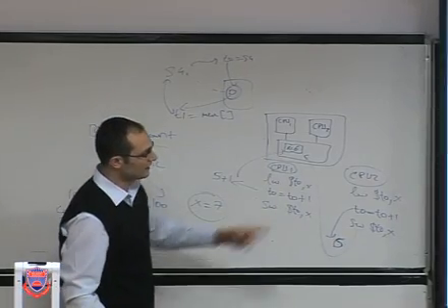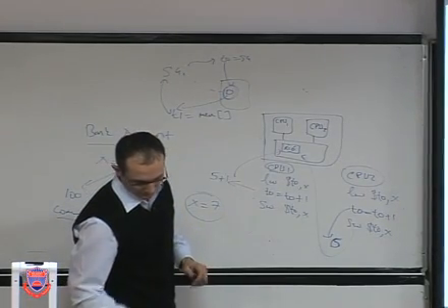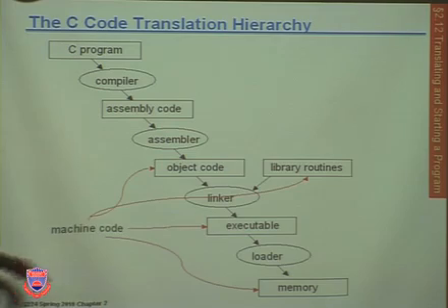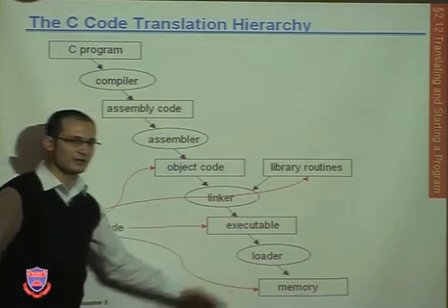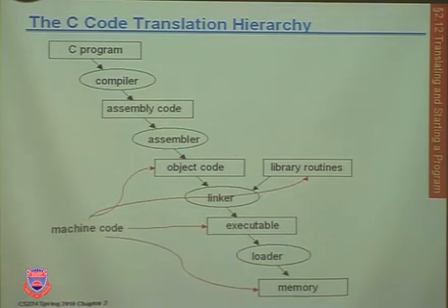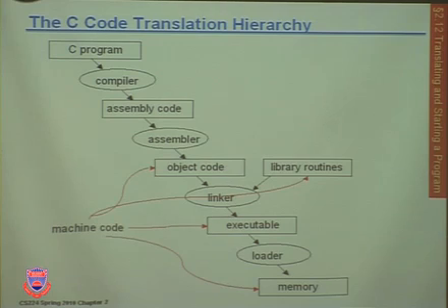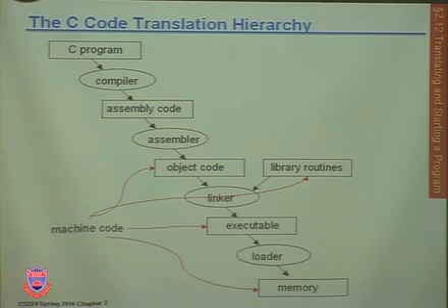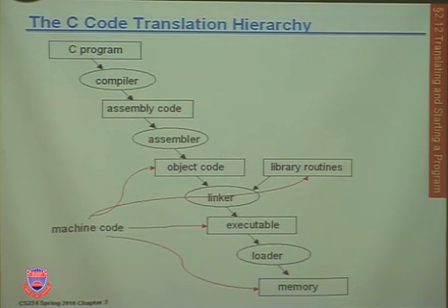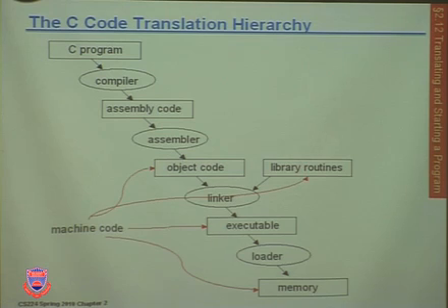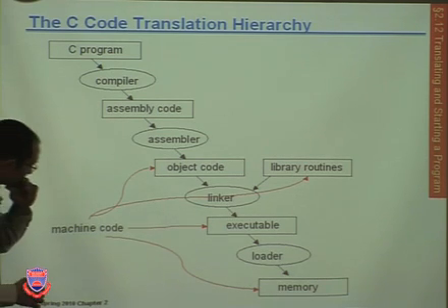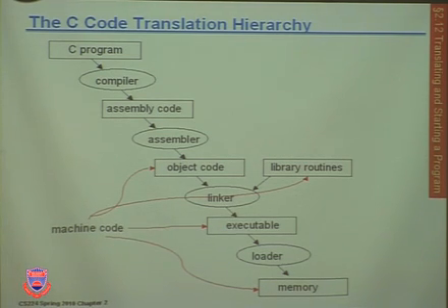Okay. Once you have the executable, the loader loads it into memory. It reserves a certain memory area, loads your application, and starts your application from the initial line of execution. So this is how the C code translation hierarchy works. Any questions?